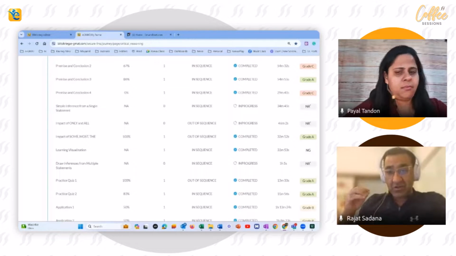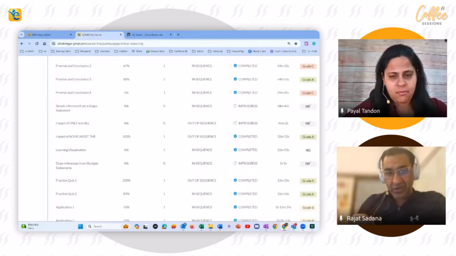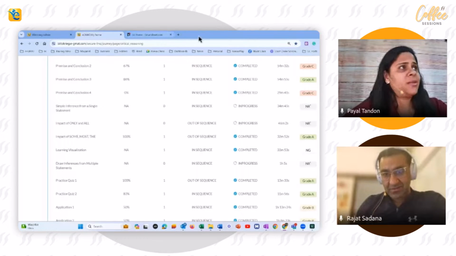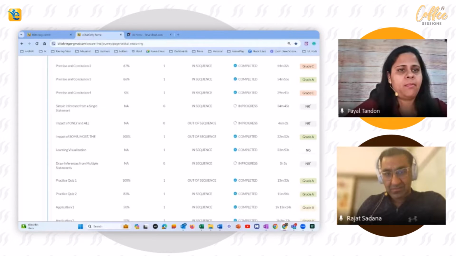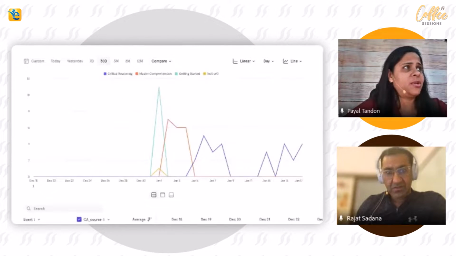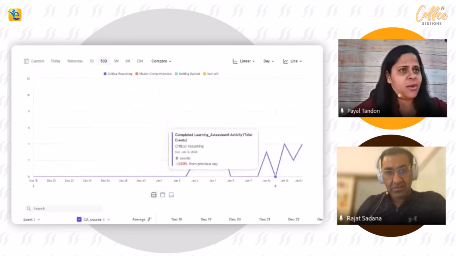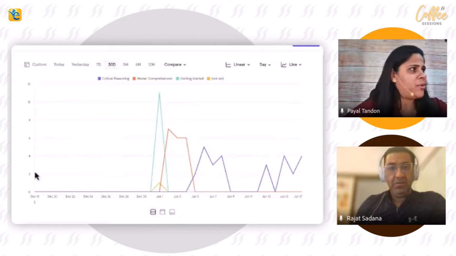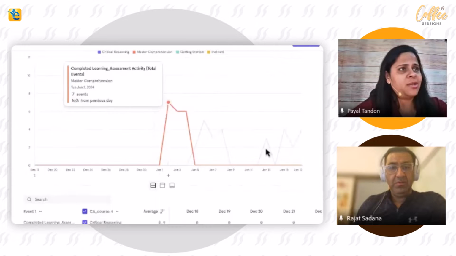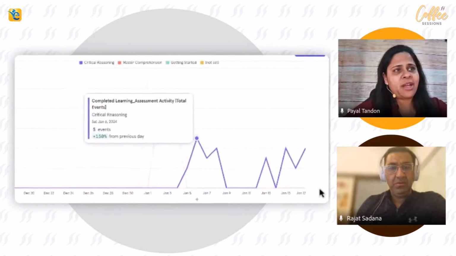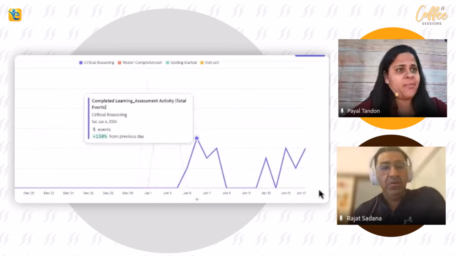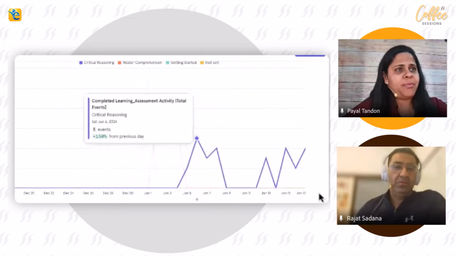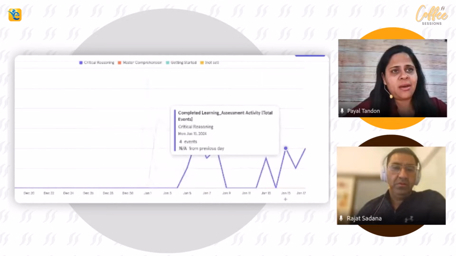But something has gone off, Srishti, when you've come over here. There's something else, Rajat, that I want to show. And again, data is very important. I have to explain to you what this chart looks like. This line graph shows how many events, so how many learning activities, Srishti attempted within a day. This purple line over here is for CR.